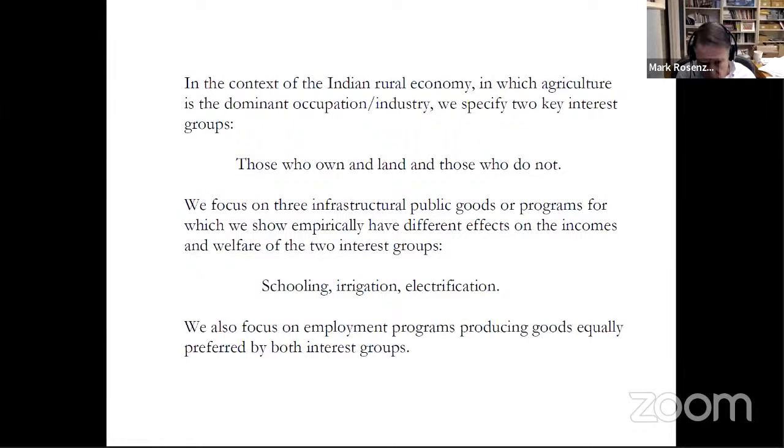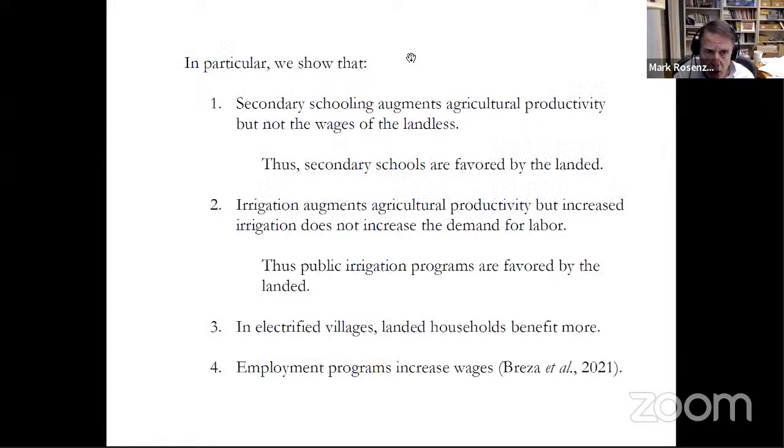We're going to look at public schools, irrigation, and electrification, all of which correspond to locally determined public goods. And then we're also going to look at employment programs that produce goods that are preferred equally by both interest groups, but are going to benefit directly the landless more than the landed, as we'll show. And what we're going to show is that, for example, secondary schooling augments agricultural productivity, but not the wages of the landless, and that secondary schools are favored by the landed and not the landless.